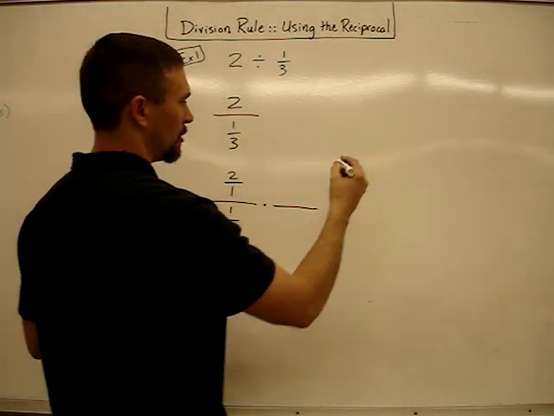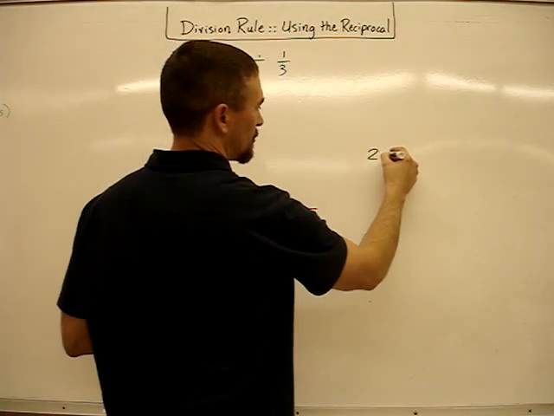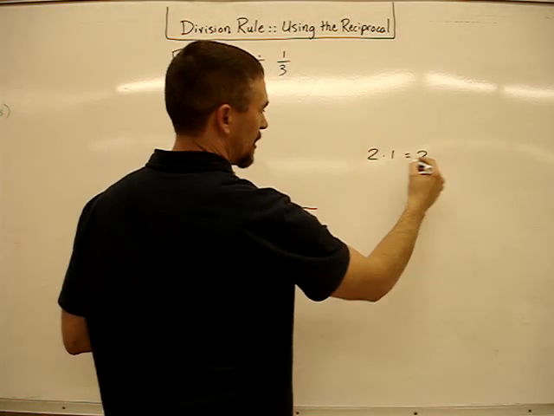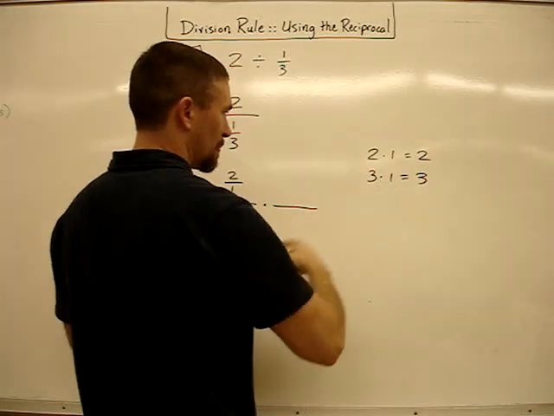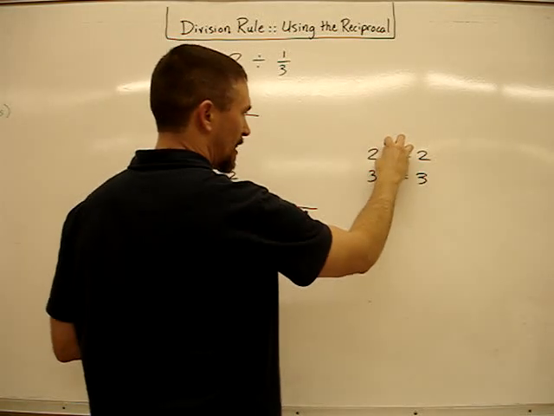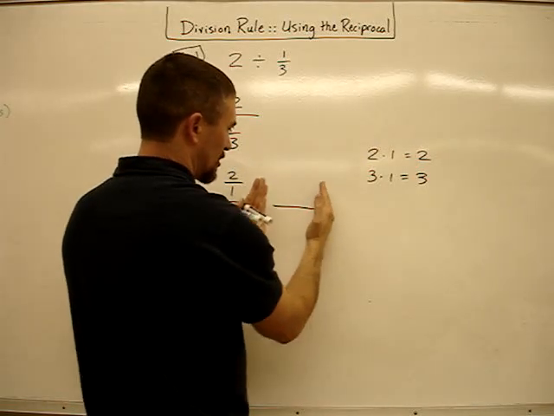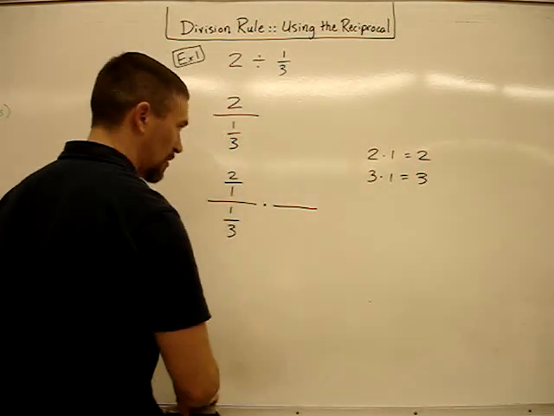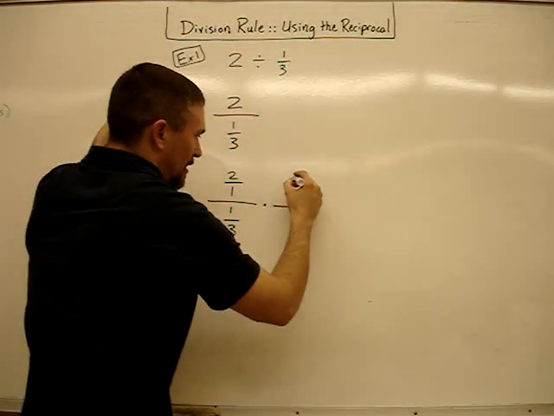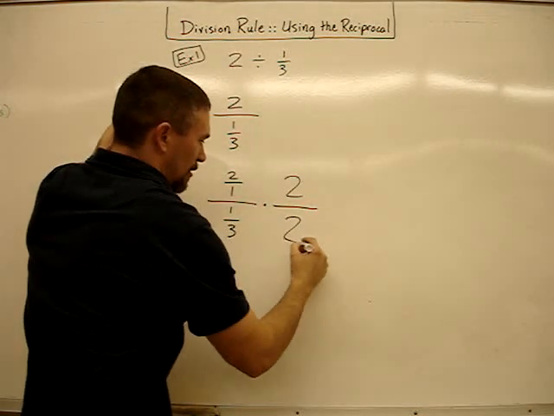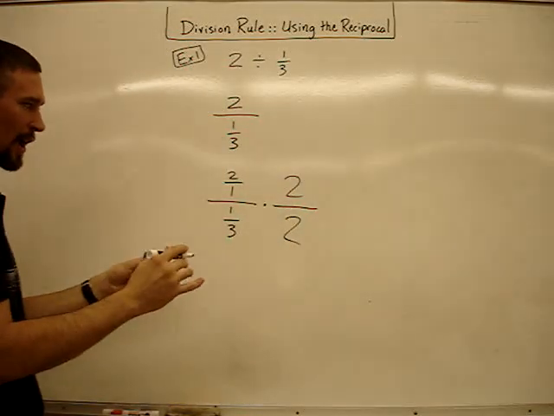So, for example, over here, 2 times 1, you still get 2. 3 times 1, you still get 3. That's the multiplicative identity. That's why it's legal for me. As long as this giant compound fraction is equal to 1, we can do it. So, theoretically, if I did multiply this times 2 over 2, that would be okay.